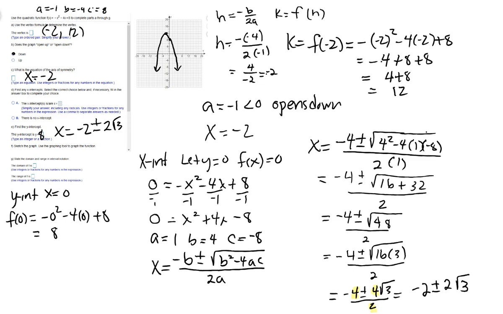Then the last two parts, finding the domain and range. The domain is going to be negative infinity to infinity, and the range is going to cover negative infinity all the way up to that vertex. So that's negative infinity to 12 with a bracket on the 12.